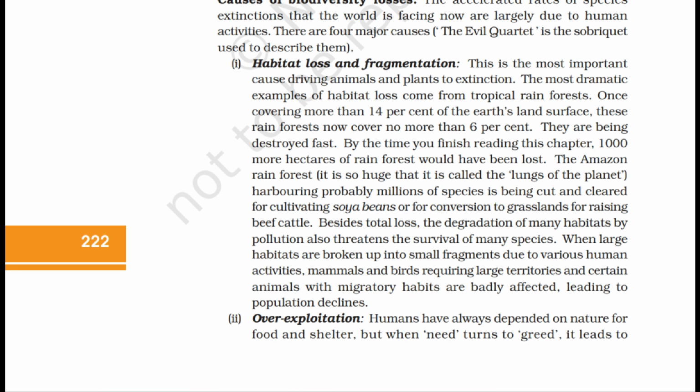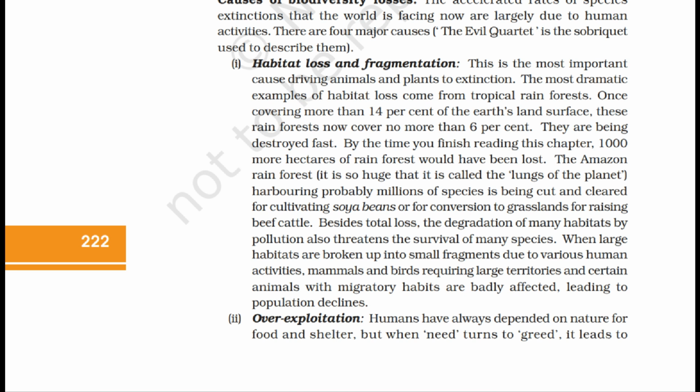The Amazon rainforest, it is so huge that it is called the lungs of the planet, harboring probably millions of species, is being cut and cleared for cultivating soya beans or for conversion to grasslands for raising beef cattle. Besides total loss, the degradation of many habitats by pollution also threatens the survival of many species. When large habitats are broken up into small fragments due to various human activities, mammals and birds requiring large territories, and certain animals with migratory habits are badly affected, leading to population declines.